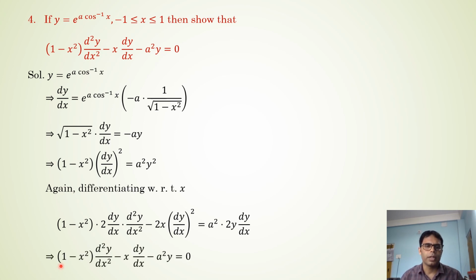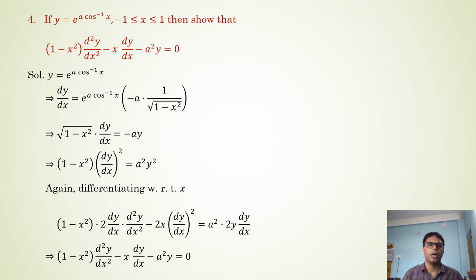So the first term remaining is x times dy/dx, and the term 2 dy/dx is already cancelled. So a square y is there, and that is shifted to the left hand side. This is the answer. This is the solution.